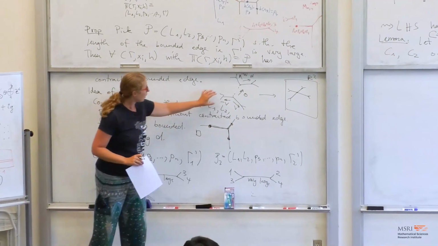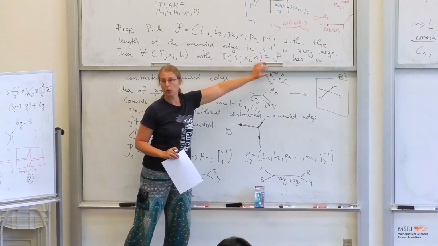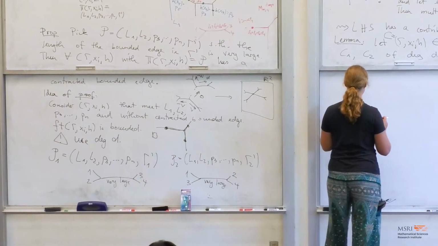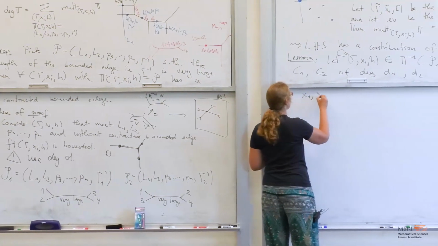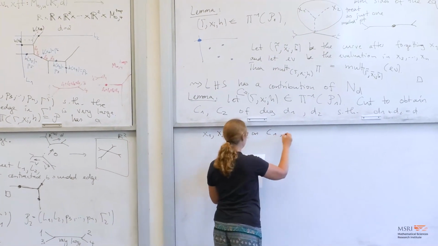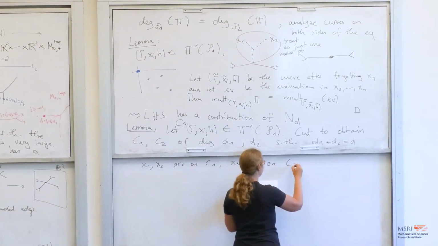That means 1 and 2 must be on one side of the picture, and 3 and 4 must be on the other side of the picture. About the other points, I don't know anything at the moment. So we can say x1 and x2 are on C1, x3 and x4 on C2.